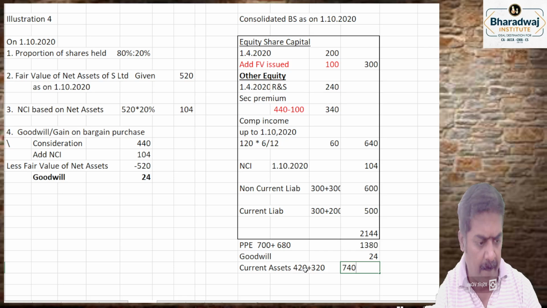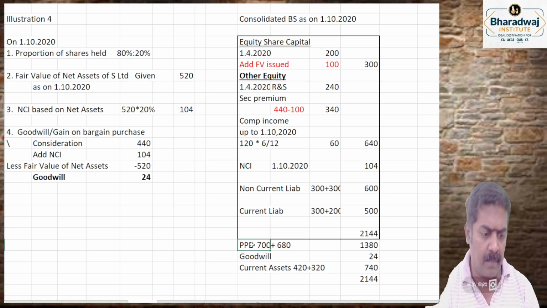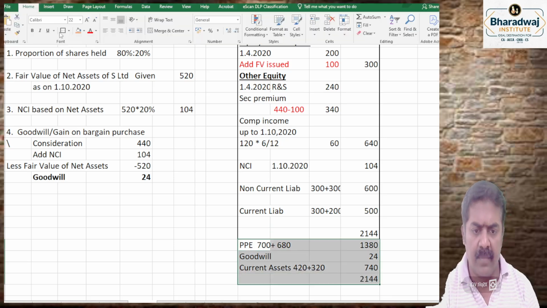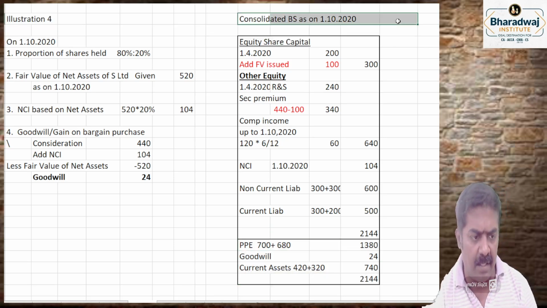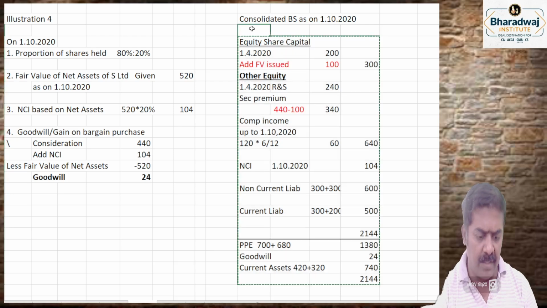How much? 7. That's it. This is a consolidated balance sheet on what date? 1/10/2020. That is when the shares are acquired.